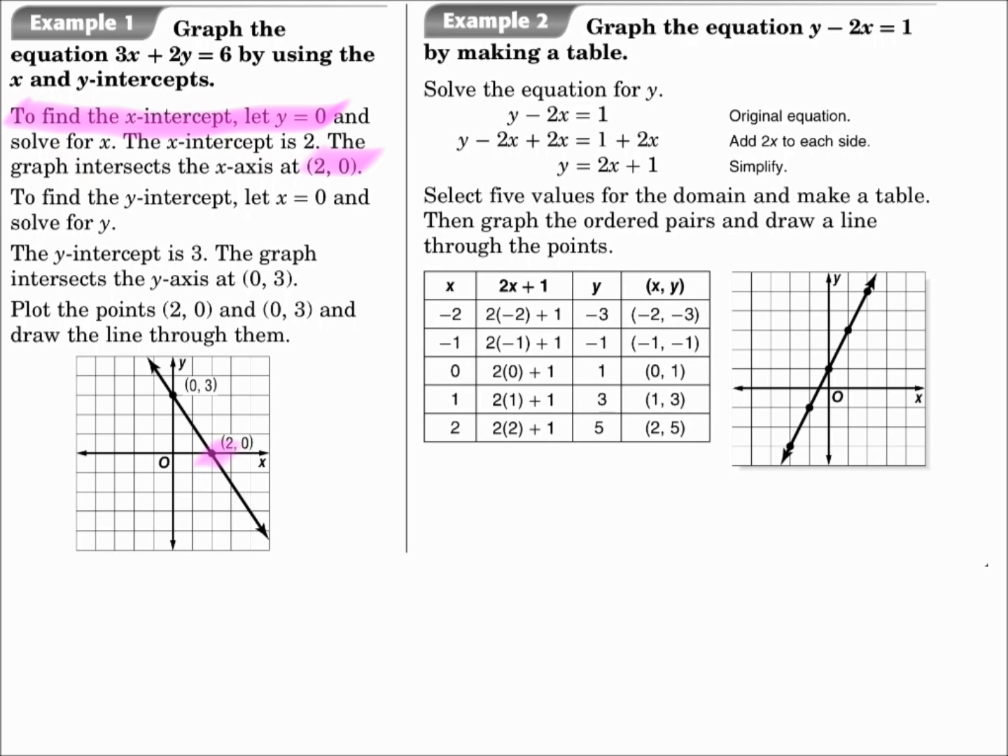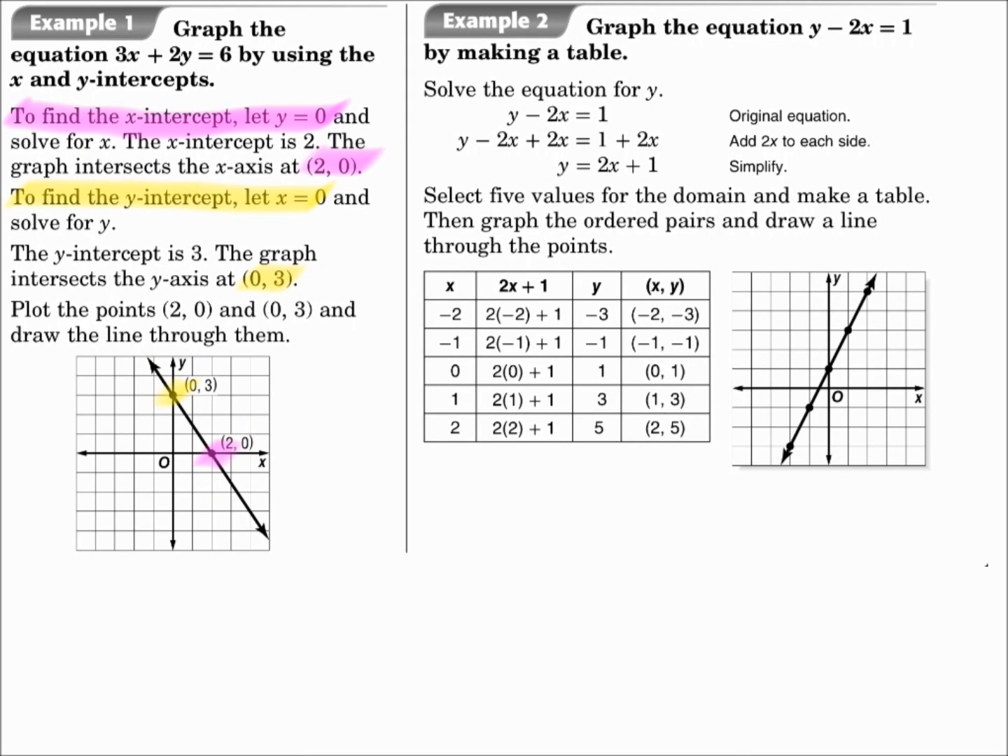For the y-intercept, let x equal 0 and solve for y. That's 3 times 0, which is 0, leaving 2y equals 6. Divide by 2 and the y-intercept is 3. So you have the x-intercept at 2, the y-intercept at 3. Connect those dots and you have your line.